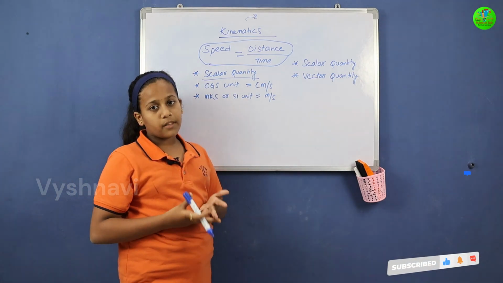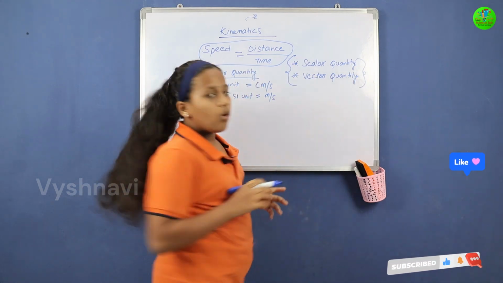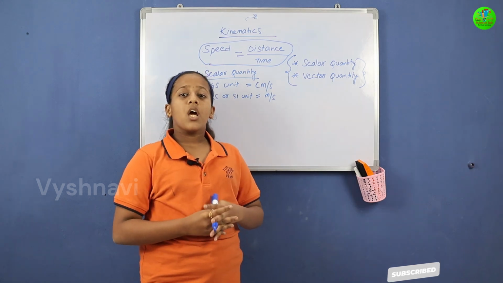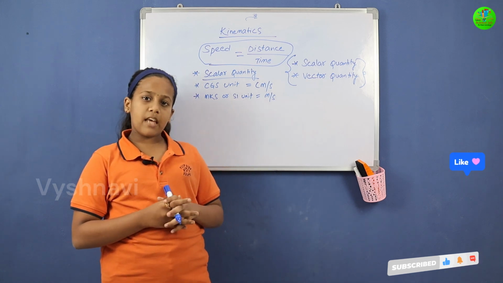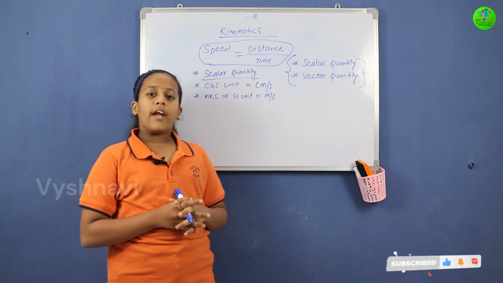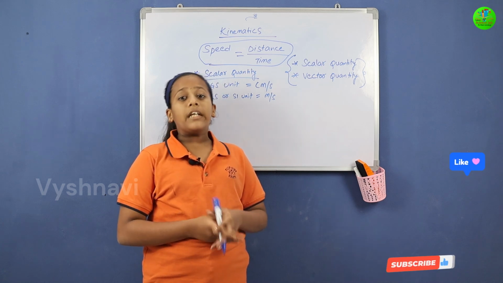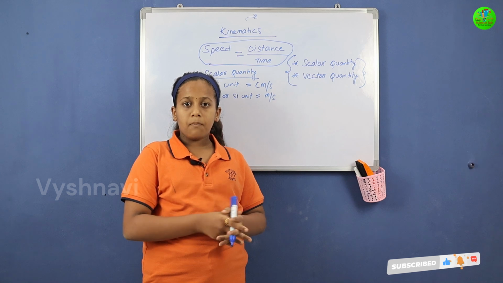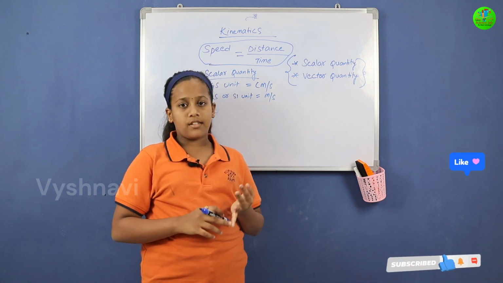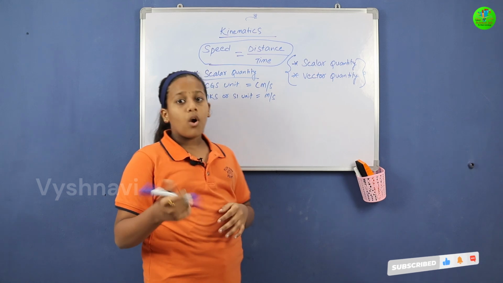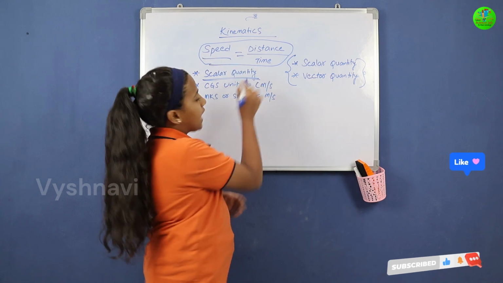What is a scalar quantity? In quantities we have two types: scalar and vector quantities. A scalar quantity means one which has only magnitude and doesn't have direction. Examples: time and speed. And what is a vector quantity? A vector quantity has both magnitude and direction. Examples: acceleration and velocity. Now we are discussing speed, so it is a scalar quantity.